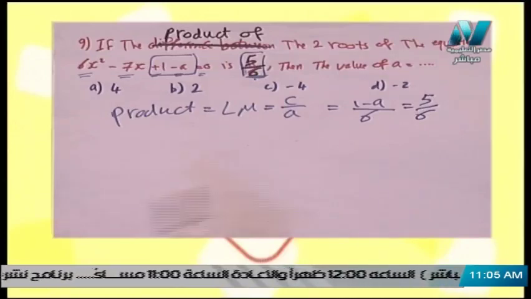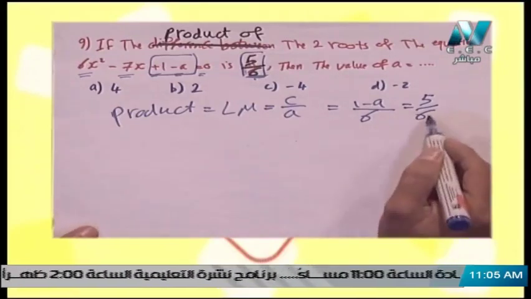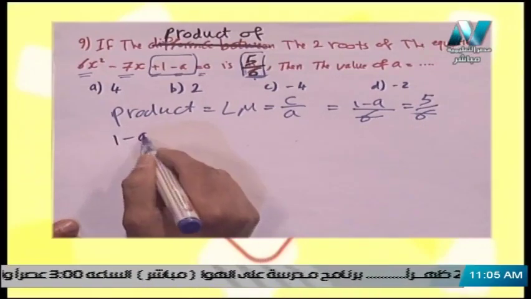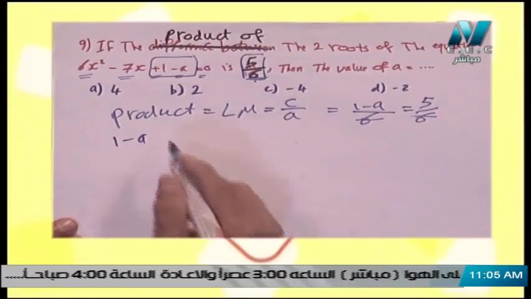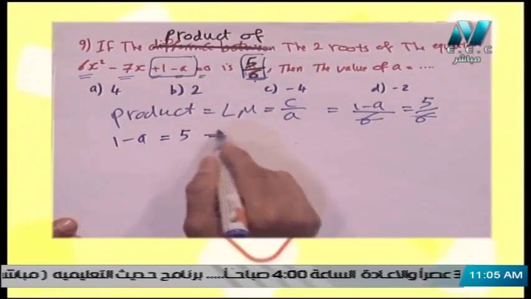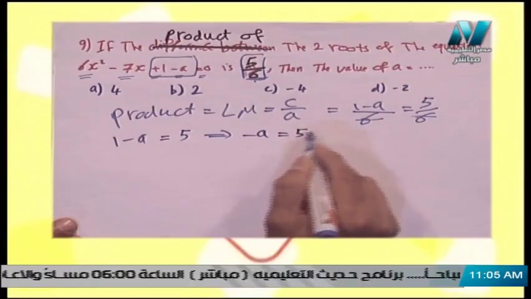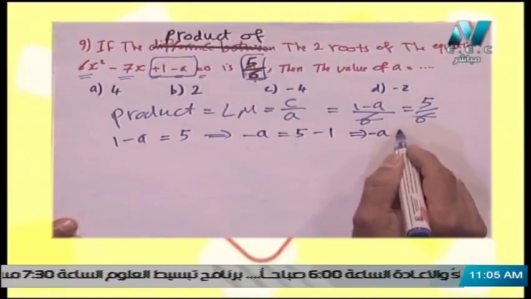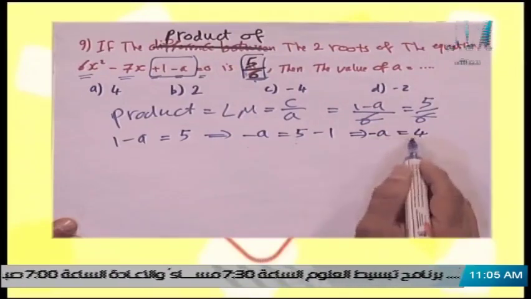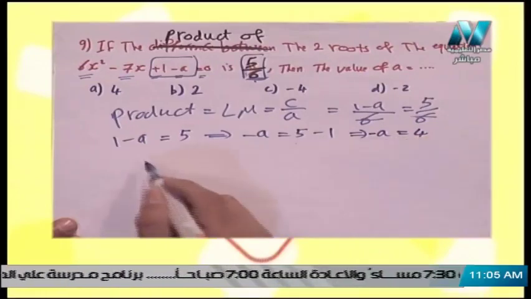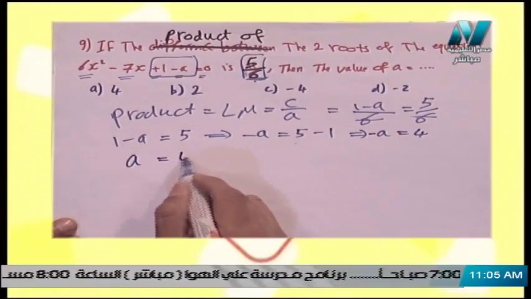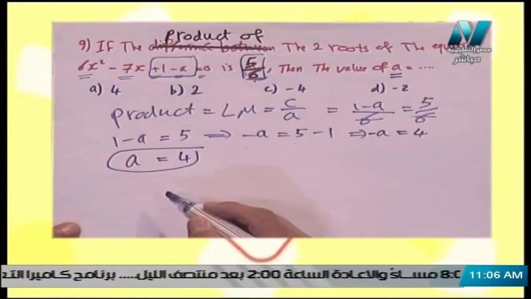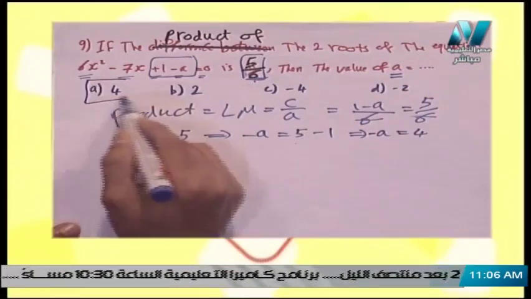Let's cancel 6 with 6, and we will have 1 minus A equals 5. So negative A equals 5 minus 1, so negative A equals 4, and by changing the sign, we will have A equals 4. And he asked about the value of A, and A here equals 4.